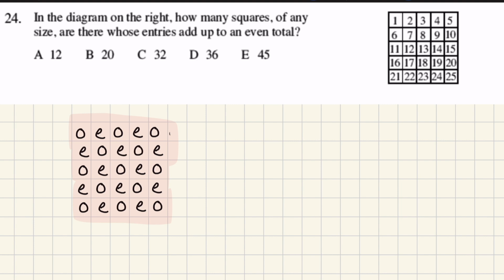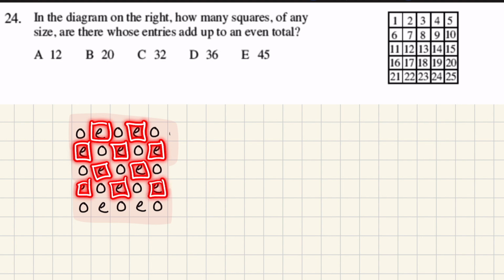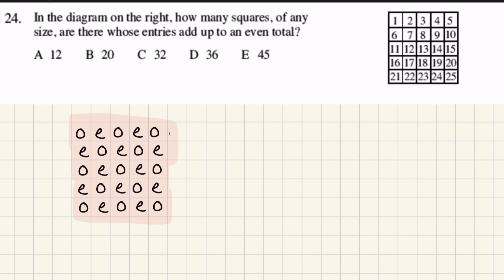So let's just start with the smallest squares, which are 1 by 1 squares, just a single entry. Well, it's easy to see here that half of them are even, but because we're dealing with the odd total of 25, only 12 of them are going to be even. So we've got 12 1 by 1s.